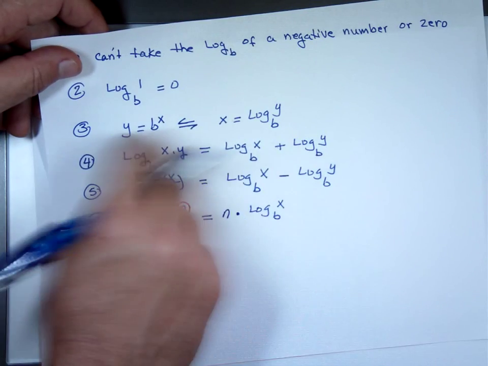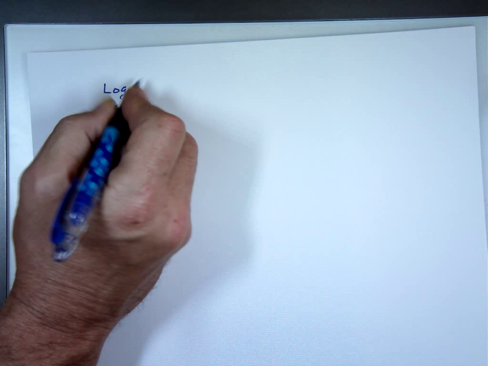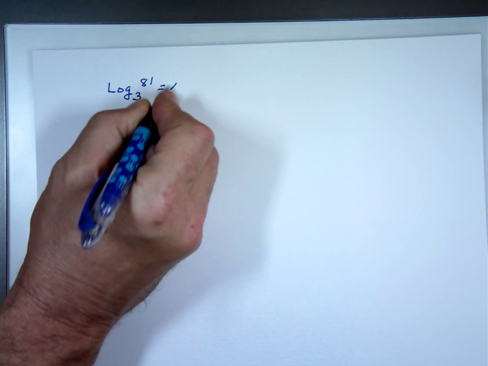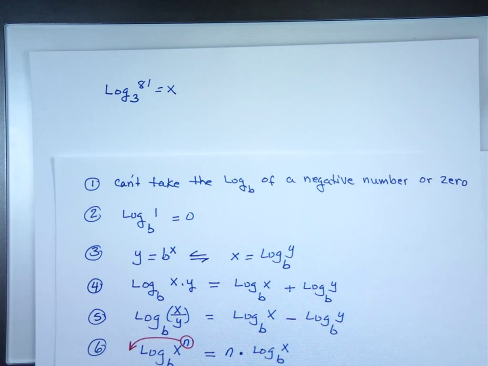Maybe I'll stick with this rule for a while, rule number 3. I'll do a few problems with that first. I gave you some problems before, but let's say I gave you this. What's log 81 base 3 equal to? So if you apply rule number, which one? 3, I should be able to write that as what?